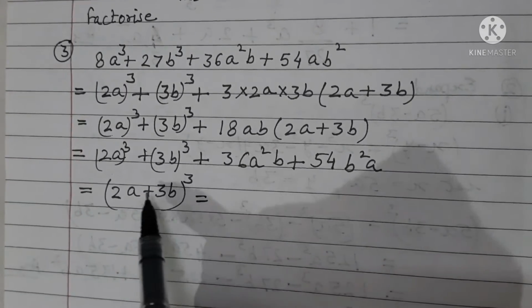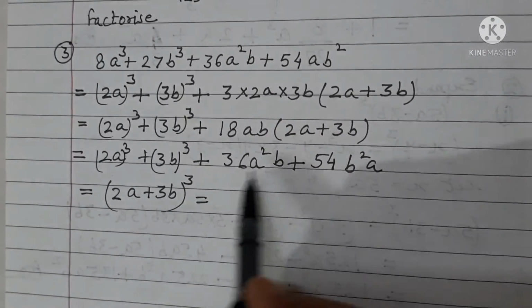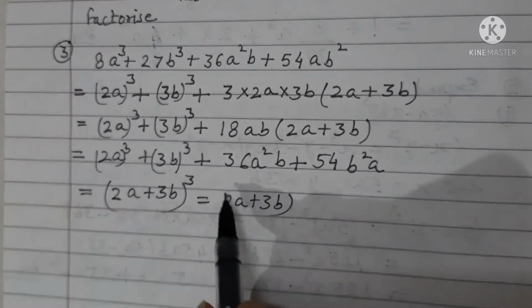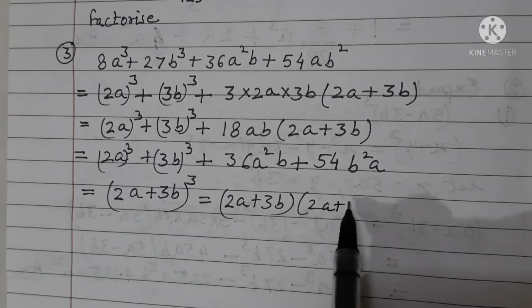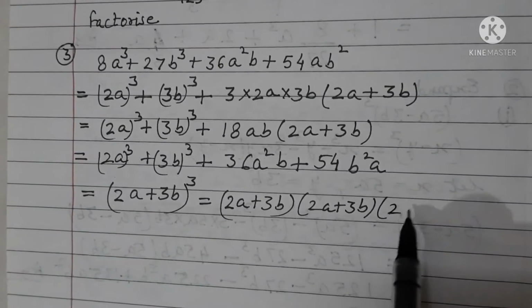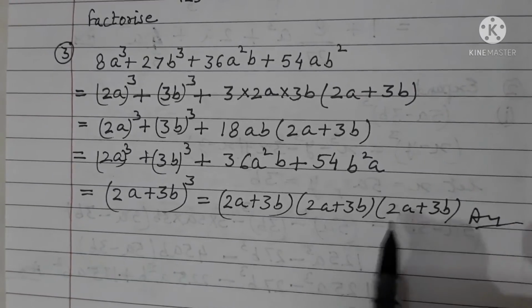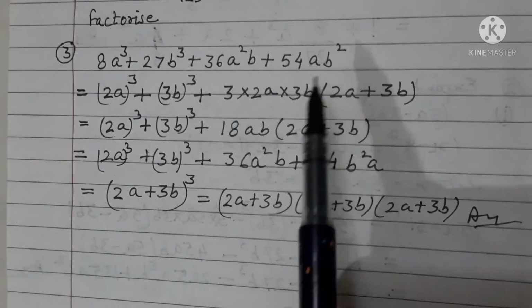So we have to factorize. Write down 2a plus 3b, 2a plus 3b, 2a plus 3b. These are the factors of this expression.